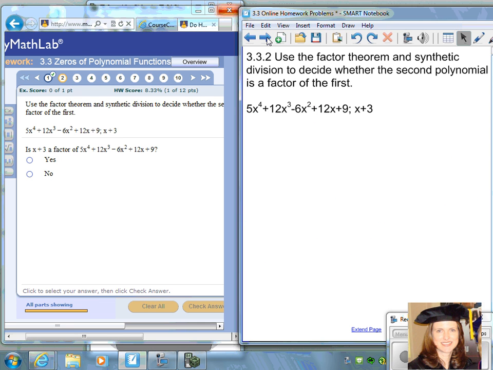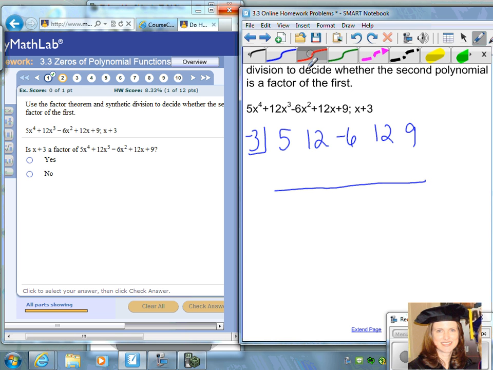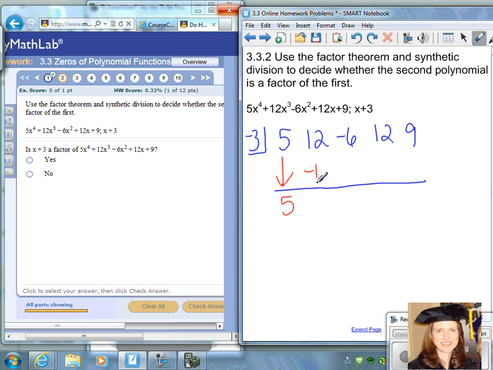All right, let's look at number 2. Again, use the factor theorem and synthetic division to decide whether the second polynomial is a factor of the first. For the setup for synthetic division, we are dividing by x plus 3, so we're going to put a negative 3 in the box and list the coefficients, starting with 5, 12, negative 6, 12, and 9. Bring down the first coefficient, 5, multiply by the number in the box, negative 15. 12 plus a negative 15, or 12 minus 15, either one gives you negative 3.